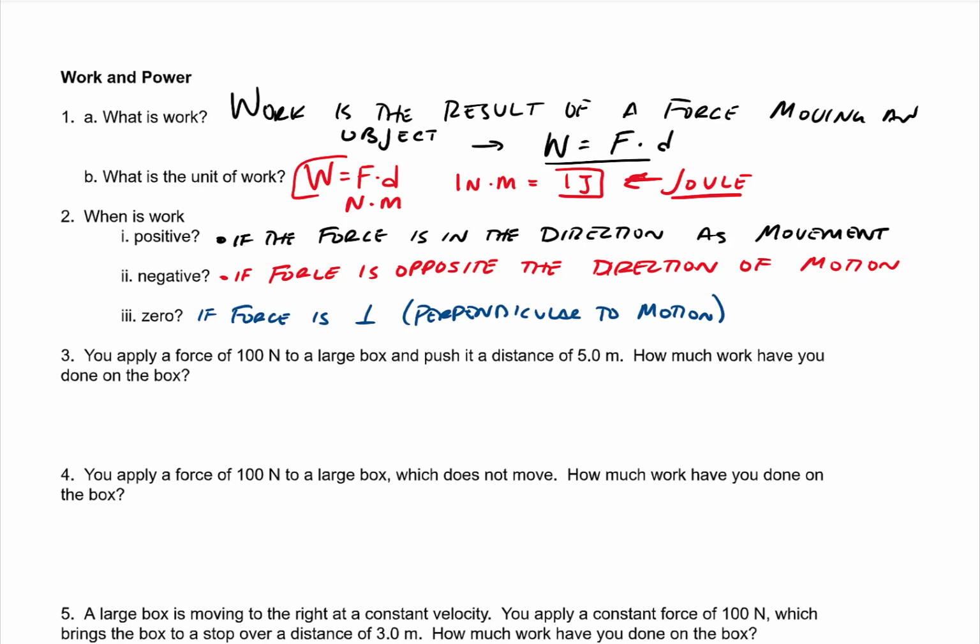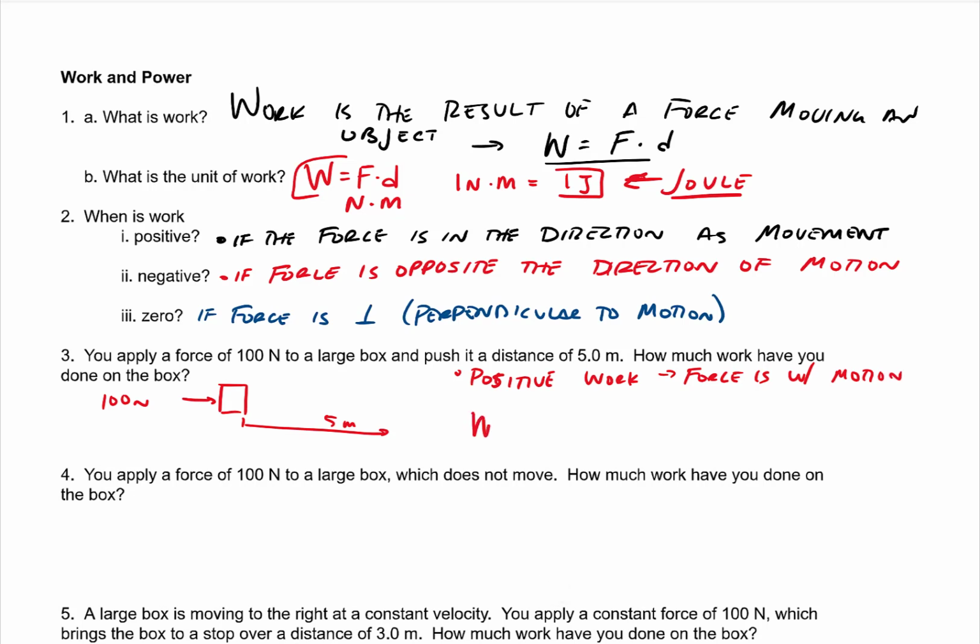So if you apply 100 newtons of force to a large box and push it a distance of 5 meters, how much work have you done? So in this case, here's your box. You're pushing with 100 newtons, and you move the box 5 meters. So here we have positive work because the force is with the motion.